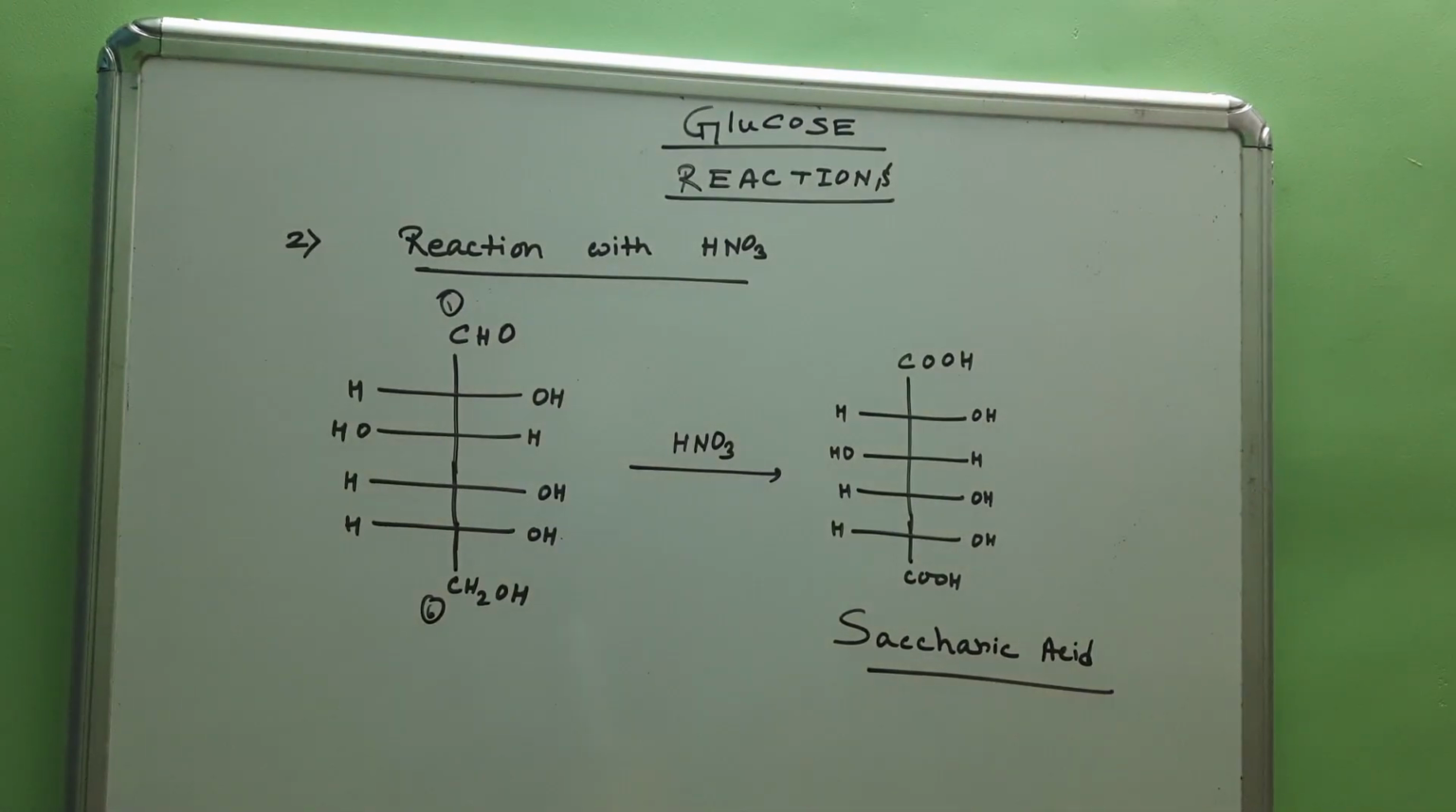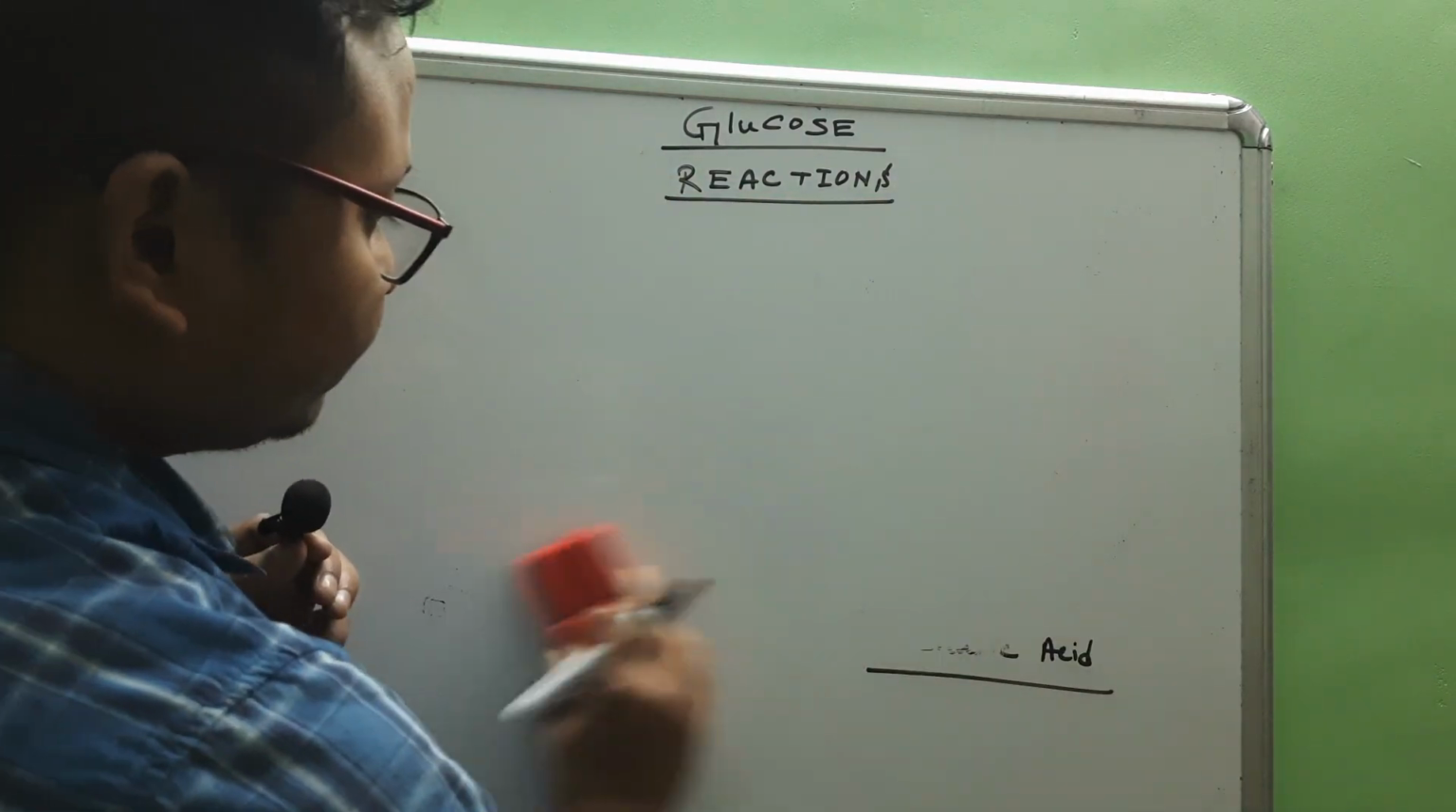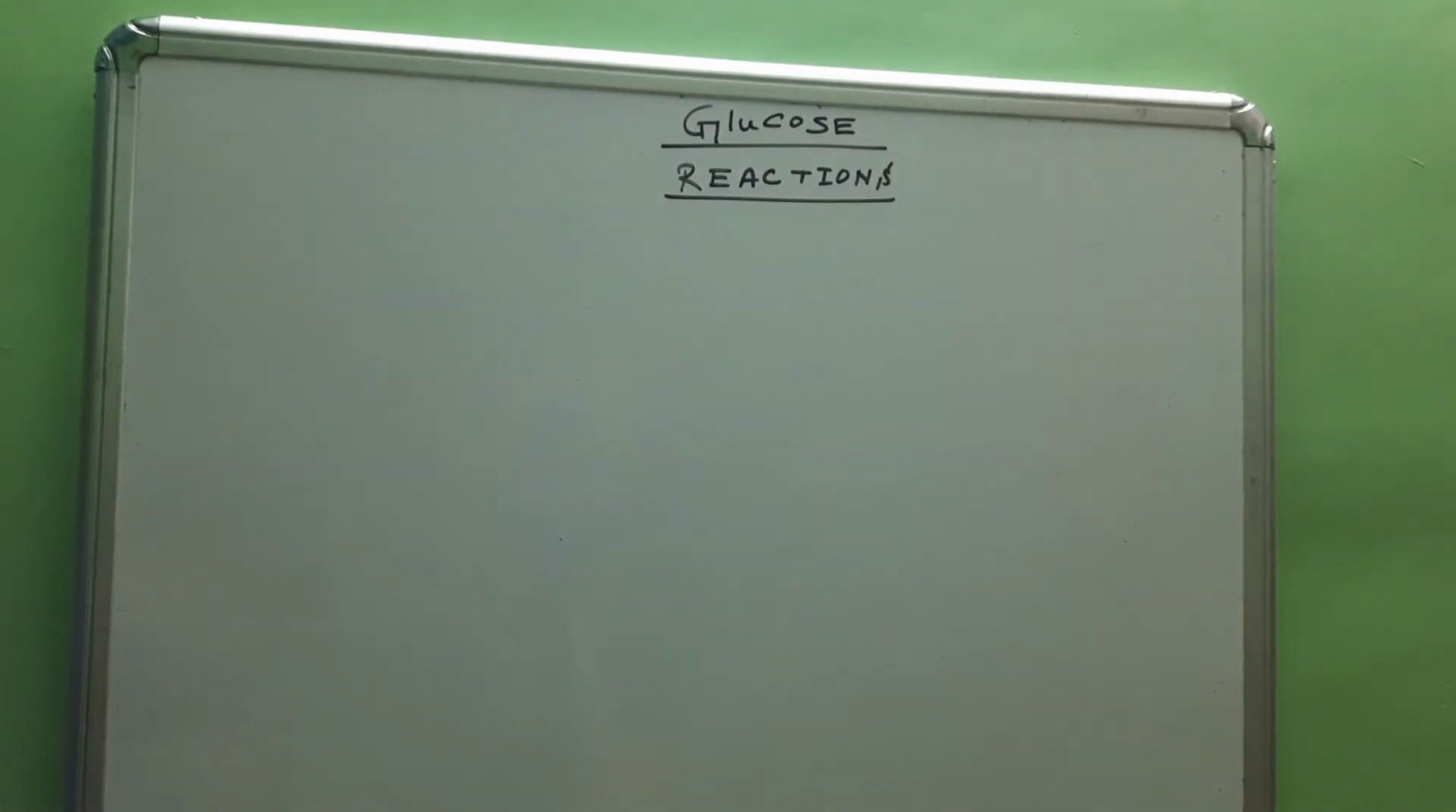This is called saccharic acid. So these two examples, two reactions, are very important for the glucose molecules. Glucose, you all know, reacts with Fehling's solution and Tollens' reagent. So glucose is nothing but a reducing sugar. So what are the reducing sugars? Now we are going to discuss the two types of sugar, reducing sugar and non-reducing sugar. Glucose is a reducing sugar.